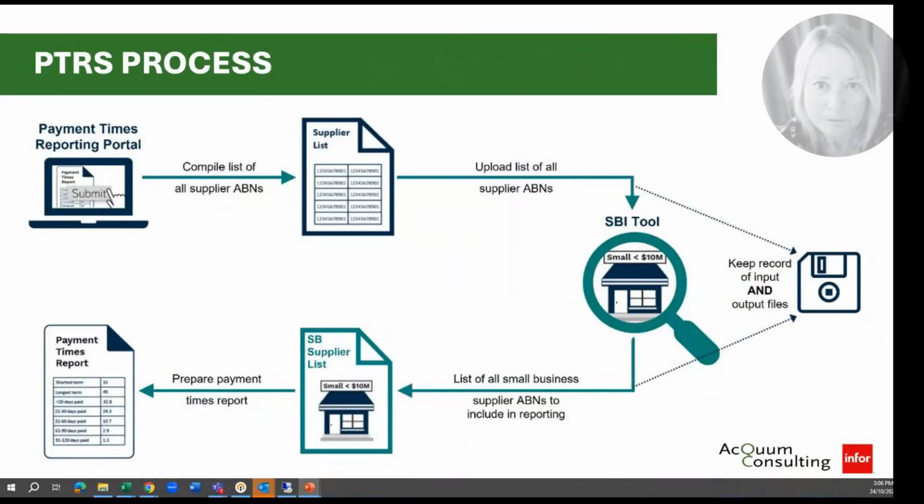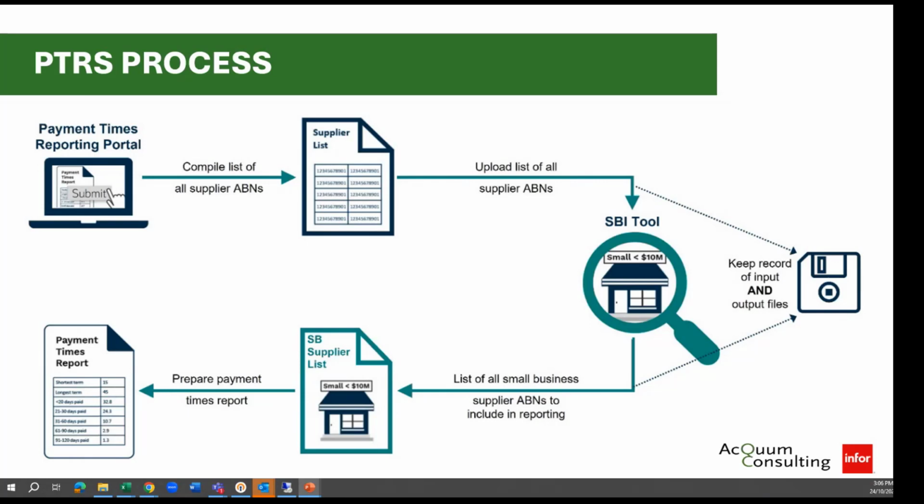What I first want to cover is basically the process that's involved with PTRS. From the diagram on the screen, the first step is you compile a list of all your suppliers' ABNs. You would normally expect to get that from your current system. You then take that list and upload it into what's called a small business identification tool. That's part of the PTRS portal, and it will allow you to get 3 lists out of the system, and you can choose which one suits you best.